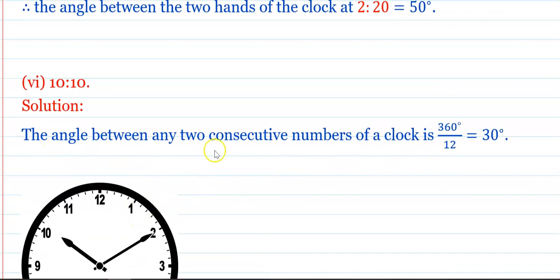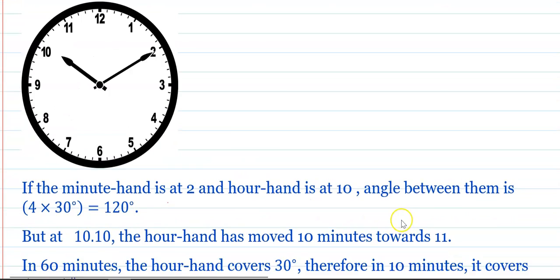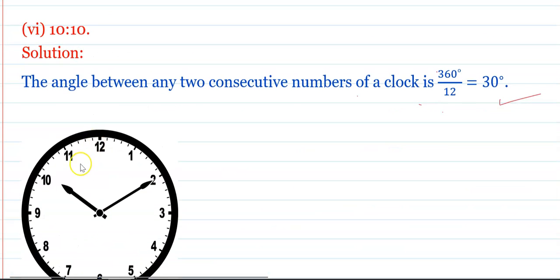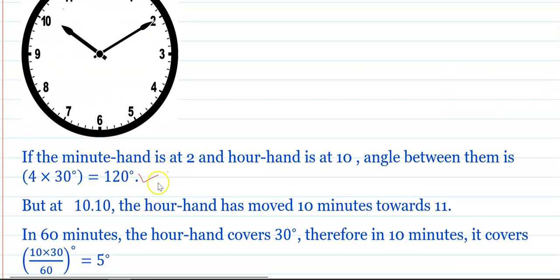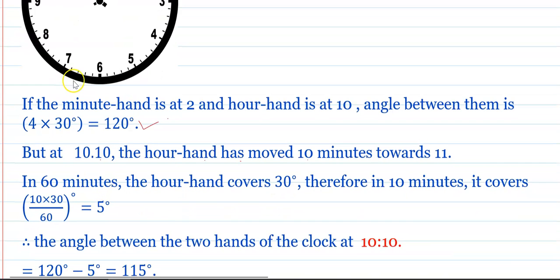Again, the angle between any two consecutive numbers of a clock is 360/12. That is equal to 30 degree. Okay. Next, if the minute hand is at 2 and the hour hand is at 10, the angle between them is 4 into 30. 4, 1, 2, 3, 4. 4 into 30, that is equal to 120. But at 10:10, the hour hand has moved 10 minutes towards the 11. 10 मिनिटात तो 11 पर्यंत काहीतरी अँगल कव्हर केलेला असेल.